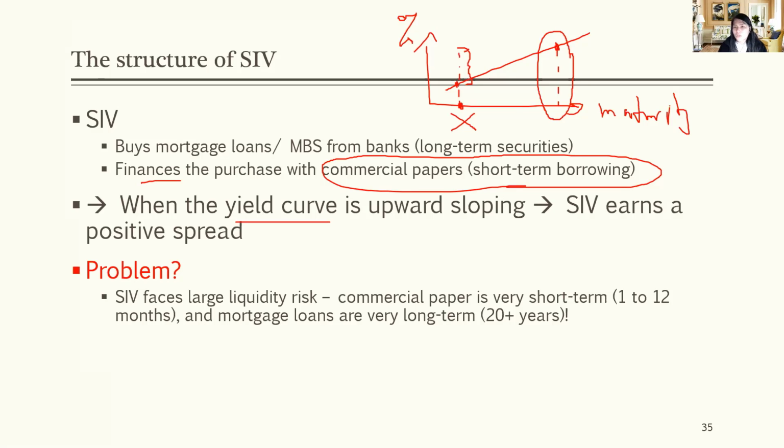So selling a long-term asset is not very attractive because you've got to discount the asset value a lot to be able to sell. So think about selling your house tomorrow, right? If you have to sell your house tomorrow, you've got to offer a very steep discount to the buyer.